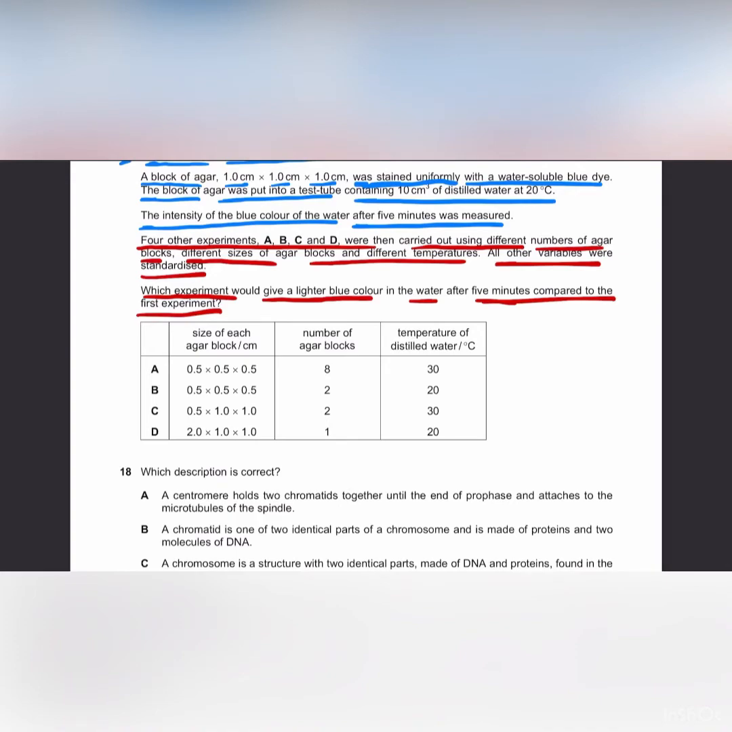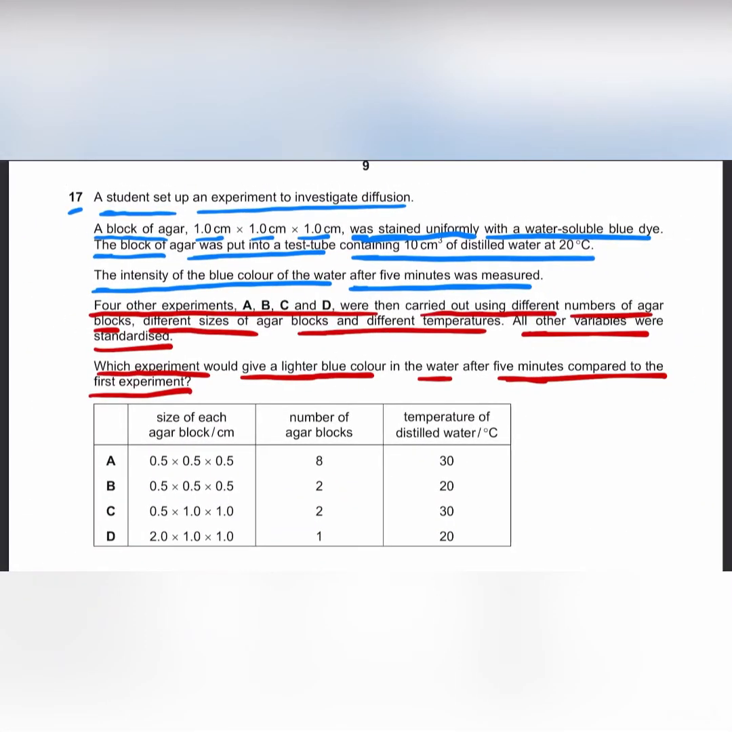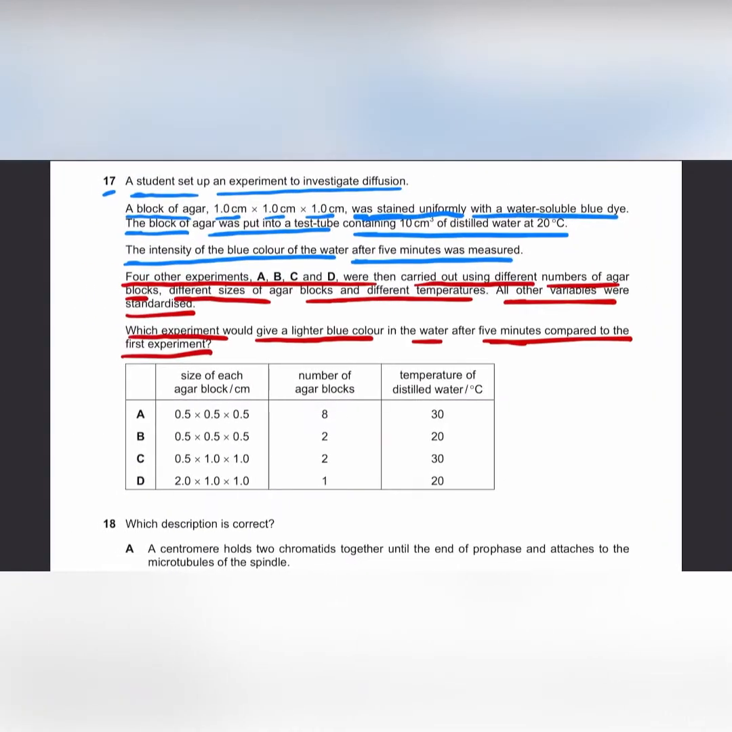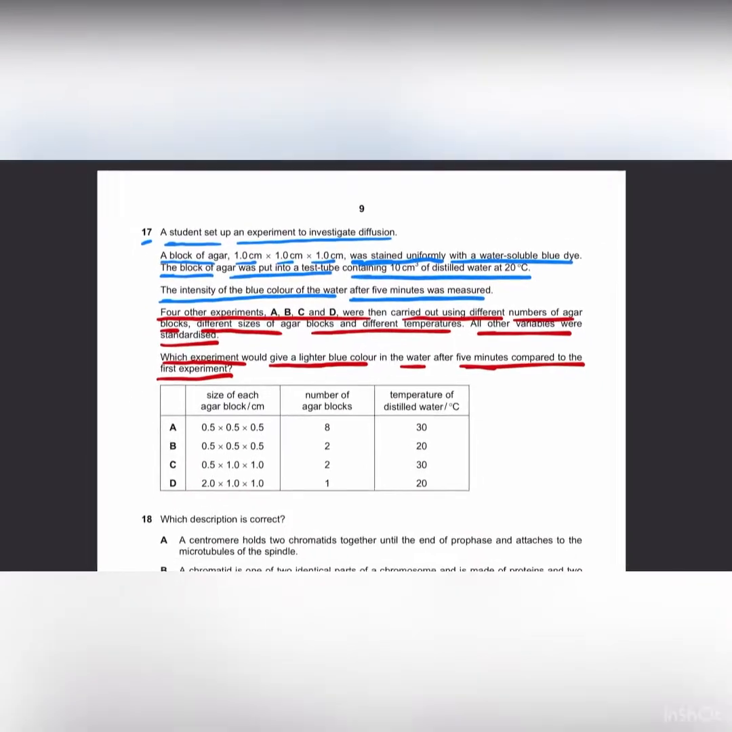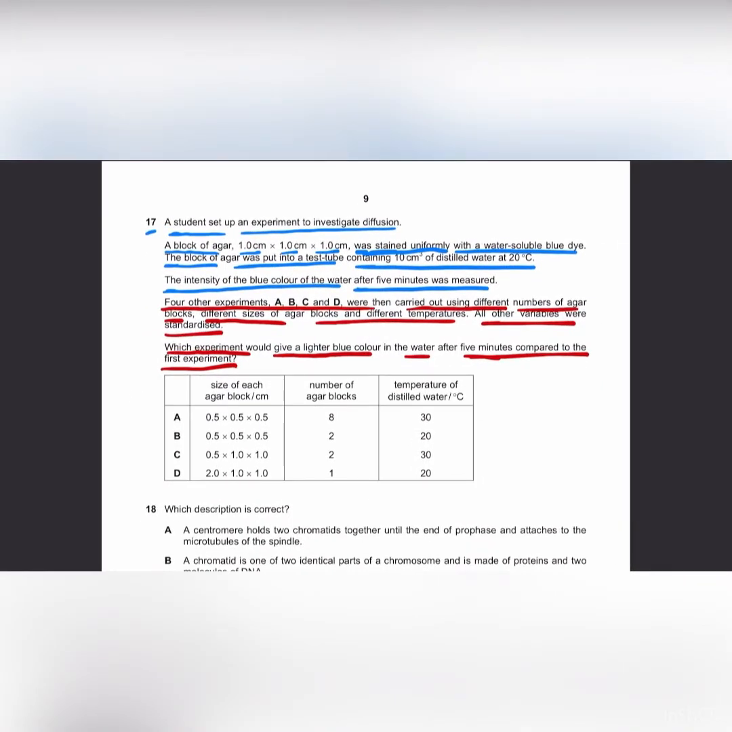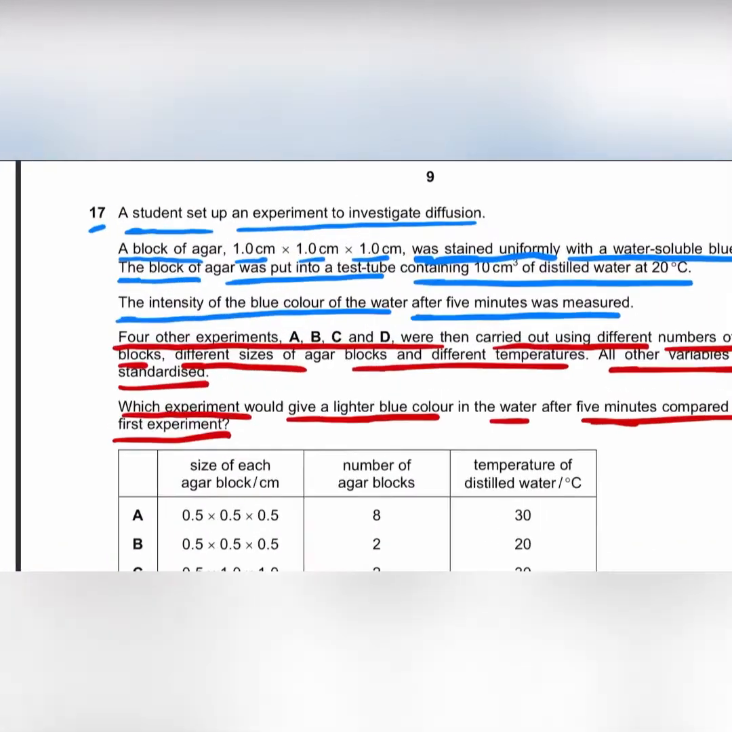So in which case will that happen? We need to compare these options with the original block, right? So which experiment would give a lighter blue color in water after 5 minutes compared to the first experiment? Okay, so we have to compare it to the first experiment. In the first experiment, the temperature was 20 degrees Celsius. As you all know, if you increase the temperature, the rate of diffusion increases, right? So you have to choose an option in which the rate of diffusion will be slowest, right? Because you want a lighter blue color in water as compared to the first experiment.